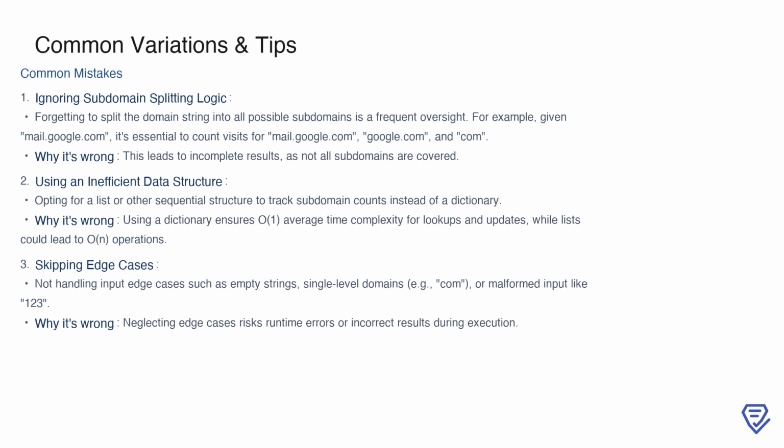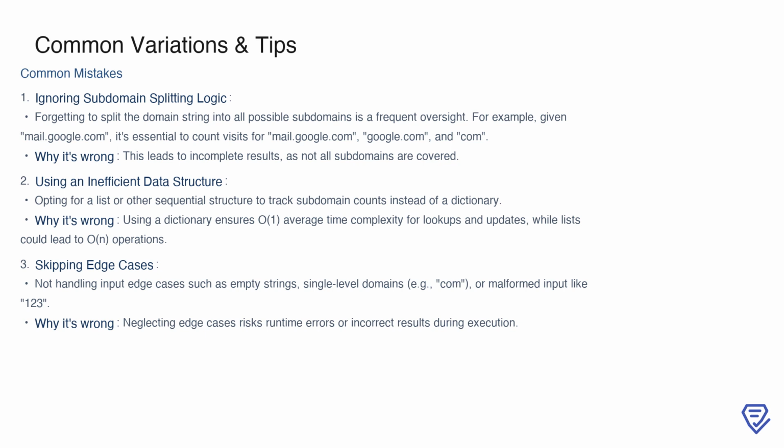Another frequent issue is using inefficient data structures, such as lists, to track subdomain counts. A dictionary is a better choice since it allows for O(1) average time complexity for both lookups and updates, whereas lists could degrade performance to O(N).